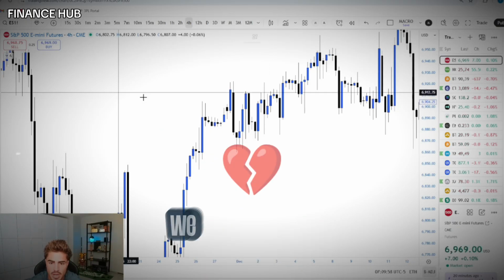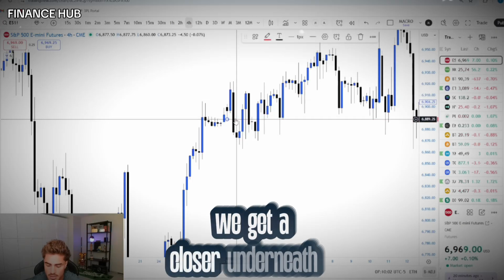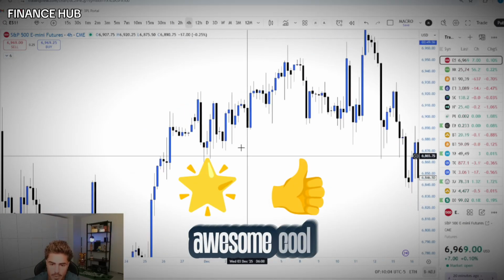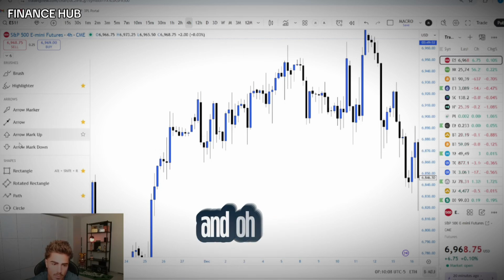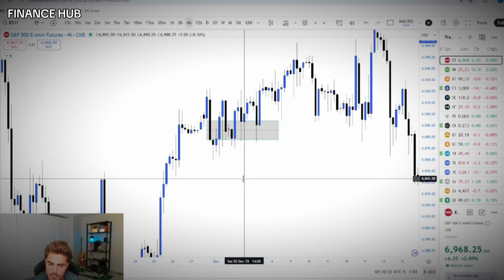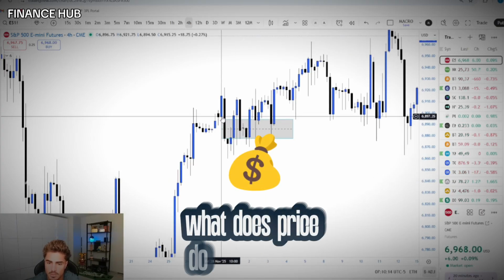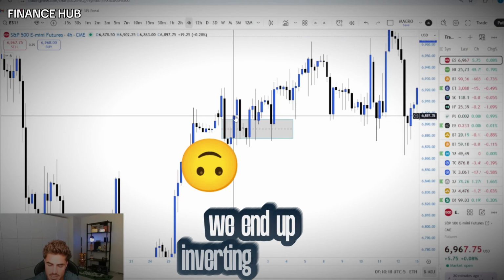Price comes down, we break structure to the downside right here, right? This is the most recent low, we get a closure underneath it. Awesome, cool. We're in a downtrend at this point in time. And oh, what do we see? Awesome, we have a bearish fair value gap right here. What does price do? Price comes up, and then what do we end up doing? We end up inversing this fair value gap.